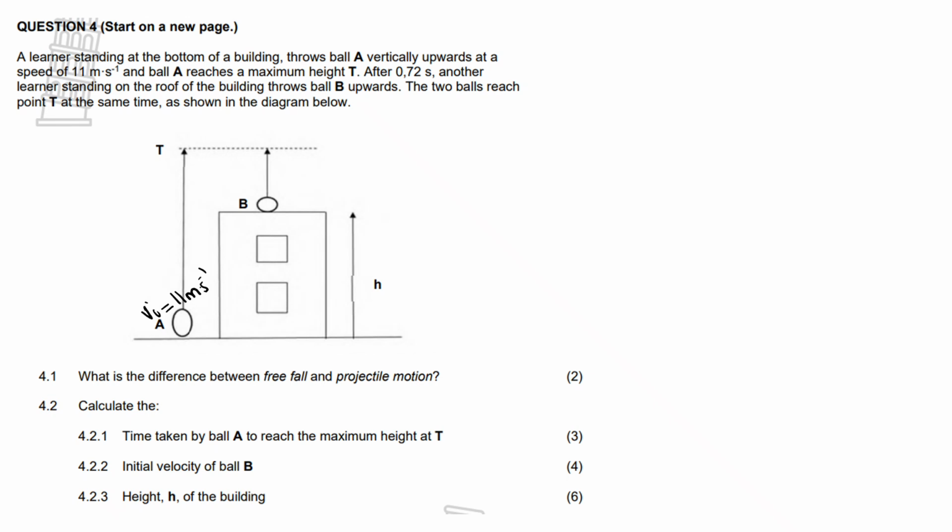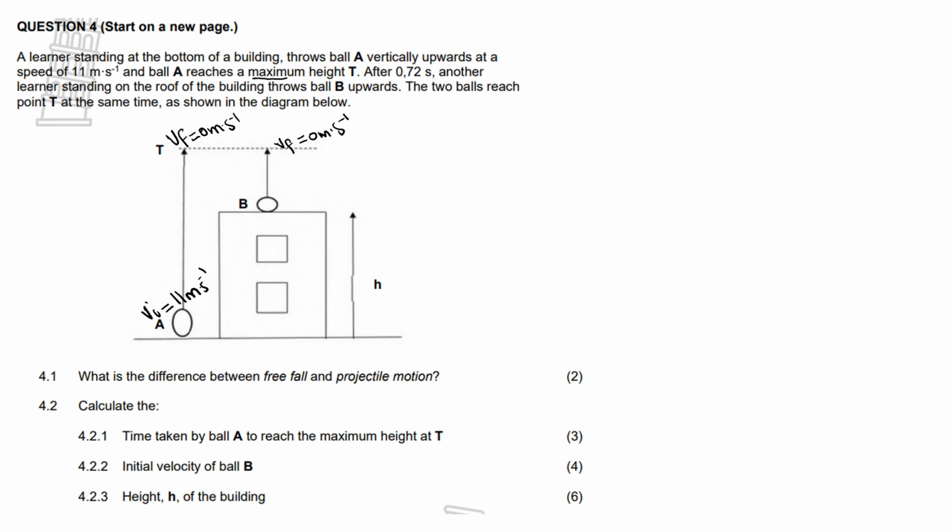And then we know that it reaches what? Maximum height T. So V final at max is 0 meters per second. That's what we know so far. So they say that after 0.72 seconds, another learner standing on top of the roof of the building throws ball B upward. The ball reaches point T. We know that point T is maximum, which will make ball B also have a V final of 0 meters per second. Okay, we are happy with that. So the balls will reach point T at the same time.